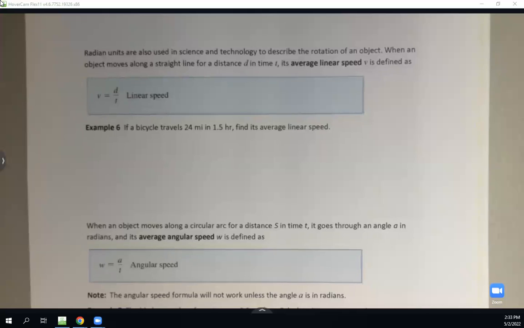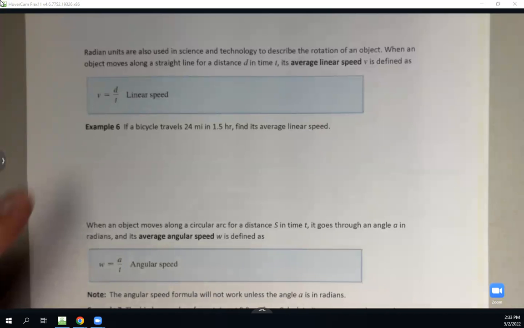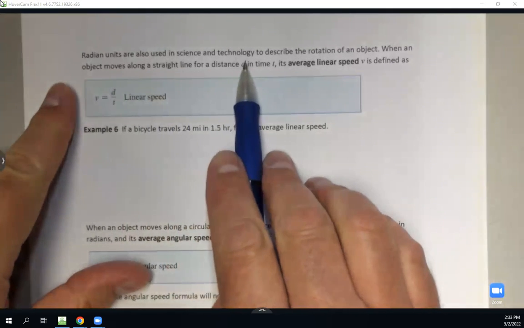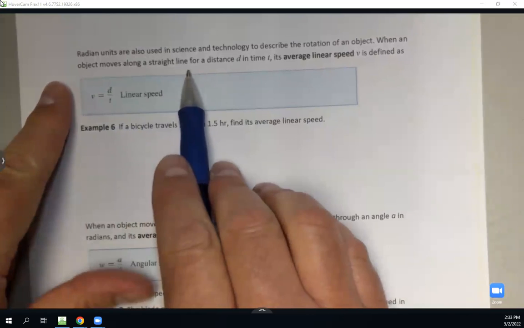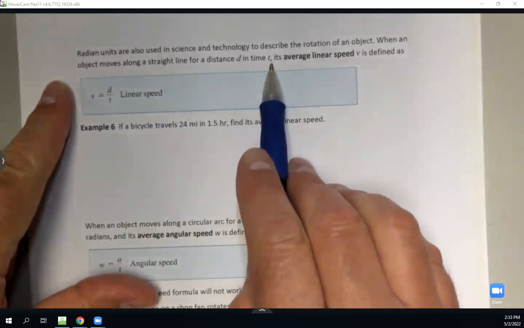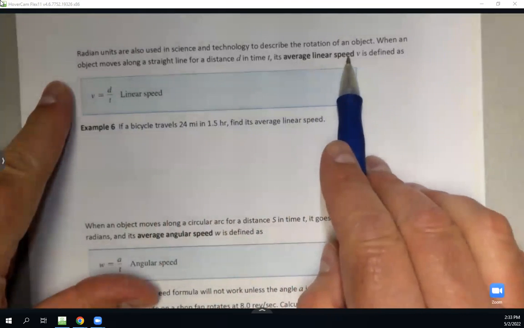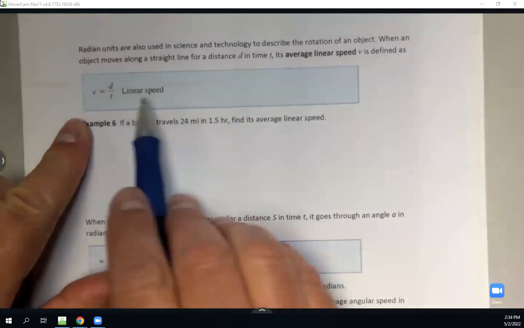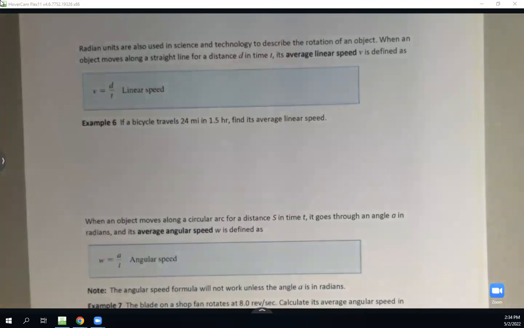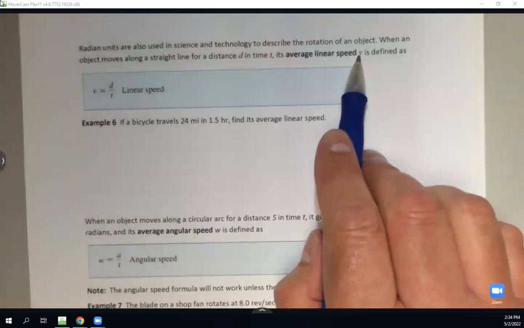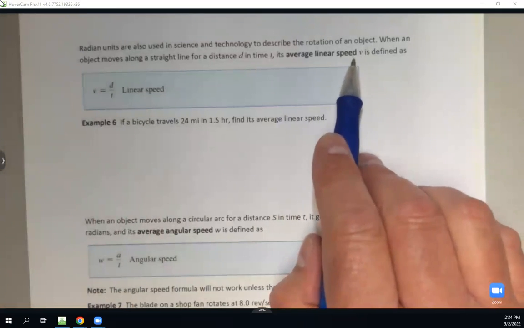Okay. So that's one application where we'll see radians, if you're trying to find an arc length or the area of a sector of a circle. Radian units are also used in science and technology to describe the rotation of an object. When an object moves along a straight line for a distance d in time t, its average linear speed v is defined as v equals d divided by t. So that's our definition for linear speed. So again, what's v? That's the average linear speed.